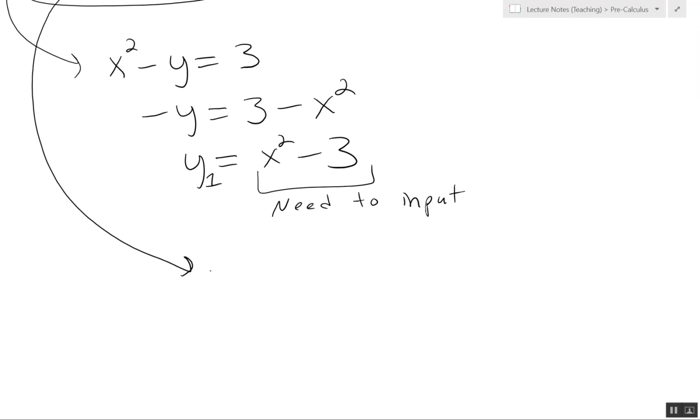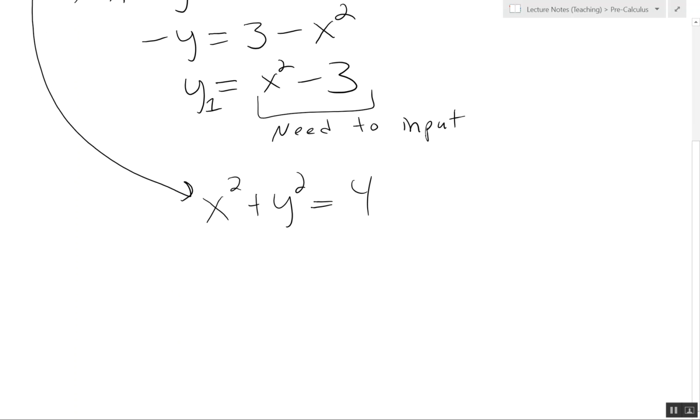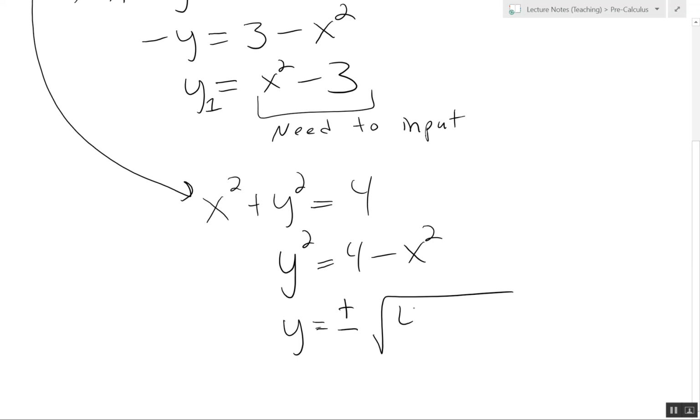So we're going to have x squared plus y squared equals 4. And then remember that this is a circle of radius 2 centered at the origin. Solving for y, we'll move the x squared to the other side. I'll write that a little more neatly. Taking the square root of both sides, remember that this gets a plus or minus, and we get the square root of 4 minus x squared.